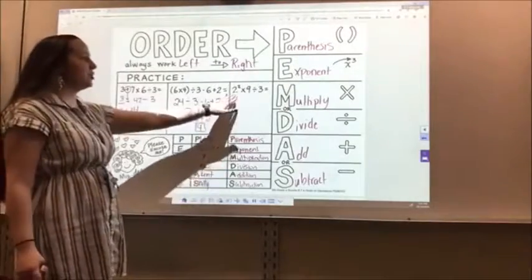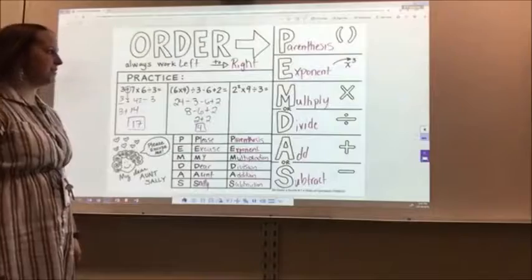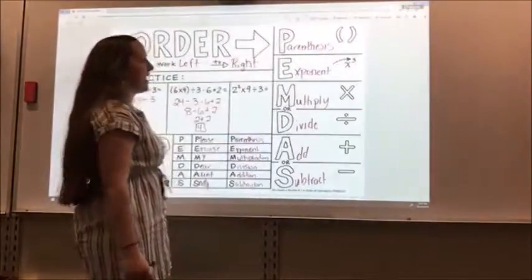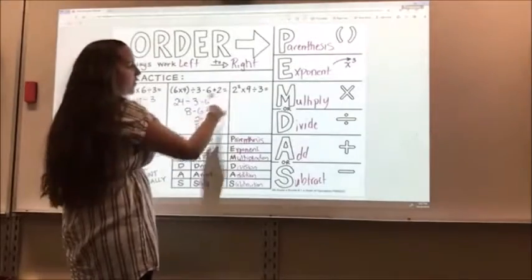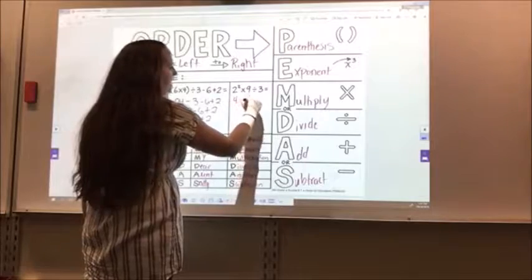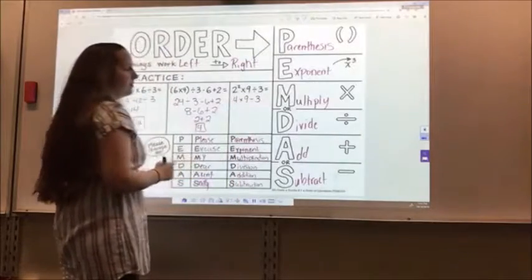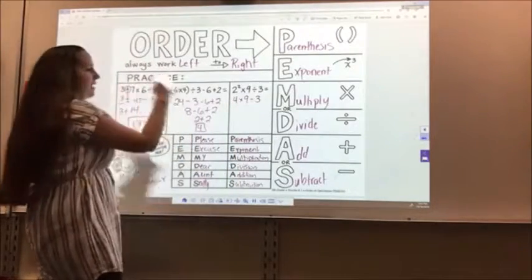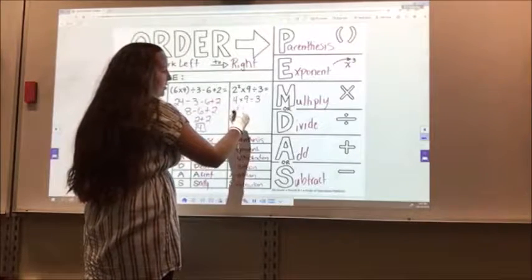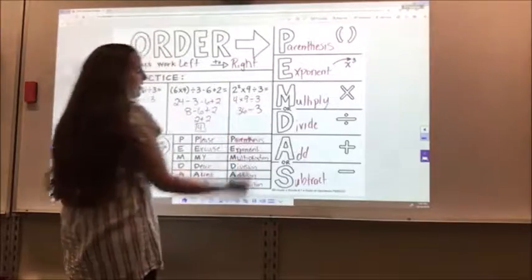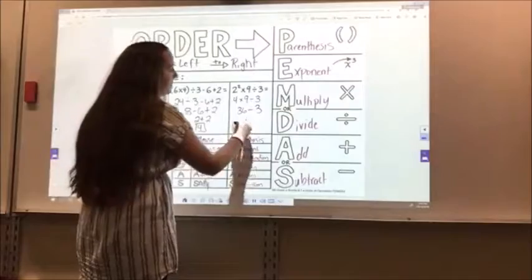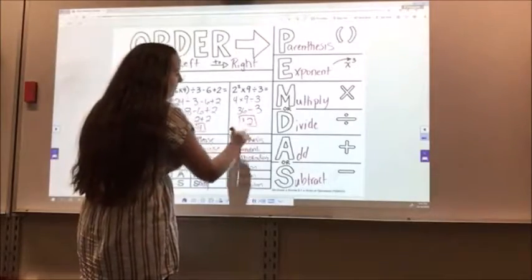The next one I have is 2 squared times 9 divided by 3. So I want to go through, I have no parentheses, but I do have exponents. So 2 squared, which is really 2 times 2, is 4. So I have 4 times 9 divided by 3. Okay. Then again, I want to go from left to right, so I do multiplication. 4 times 9 is 36 divided by 3. And then 36 divided by 3 is 12.